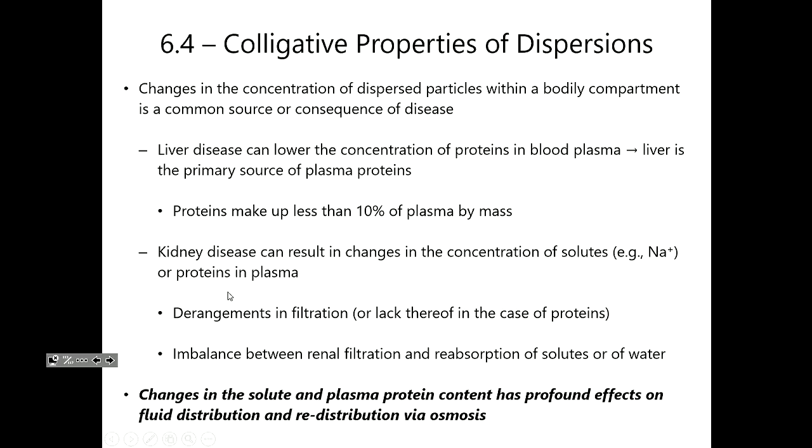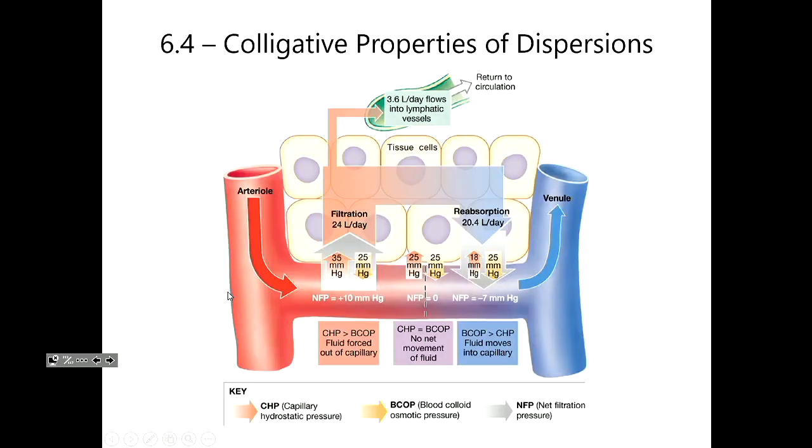The liver turns out to be the primary producer of plasma proteins. Even though proteins make up less than 10% of plasma by total mass, even a small deficit in the production of plasma proteins by the liver, if you have liver disease, can lead to a significant reduction in the osmotic pressure of your fluids if this number goes down significantly.